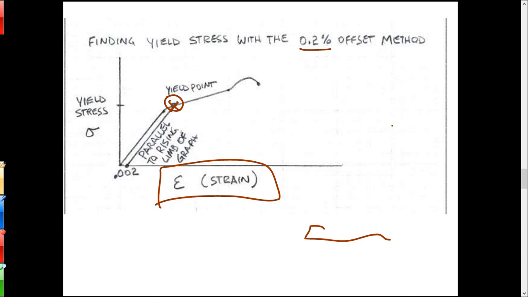And this is done because the yield point can be hard to identify. Rather than having different people identifying different yield points, they came up with a standard method. So they picked a good average value of strain that they could use to mark the yield point for a wide variety of materials. Then they just draw a parallel line up from that strain of 0.002 and intersect. By definition, that's the official way of finding the yield stress, with what's called the 0.2% offset method.